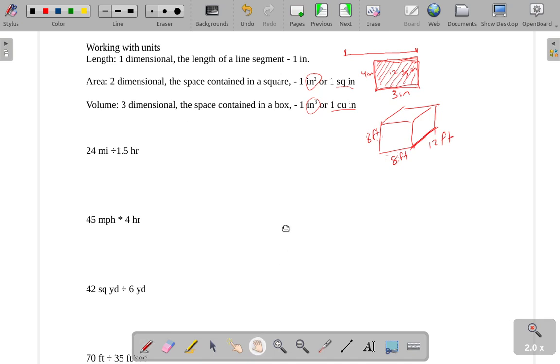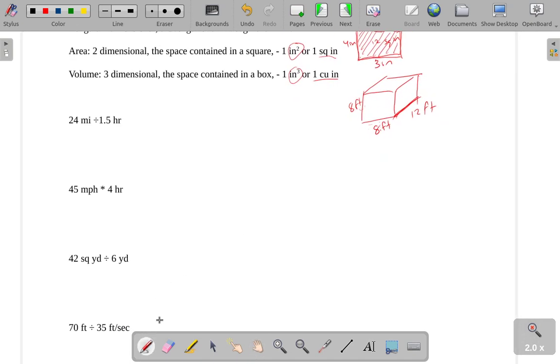Alright, so when we're talking about these units, you can treat them in much the same way that you treat factors. And so if you're dealing with dividing, so if we have something like 24 miles, and we're dividing this by 1.5 hours, well, let me write it like this instead. 24 divided by 1.5, and we have miles on the top part, and we have hours on the bottom.